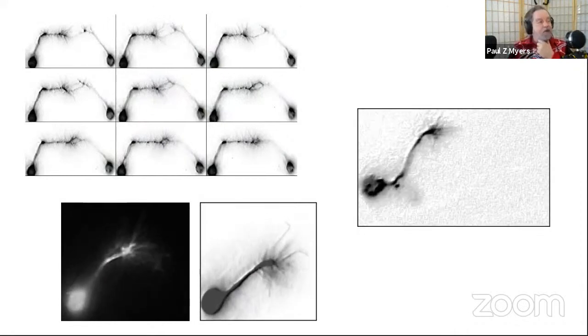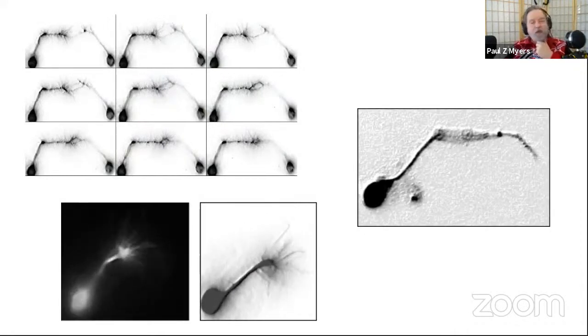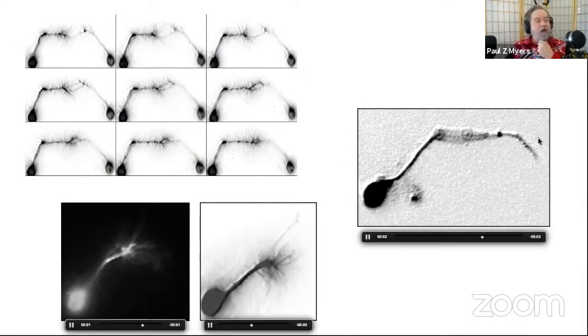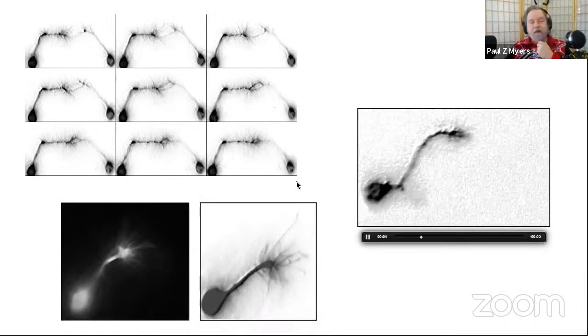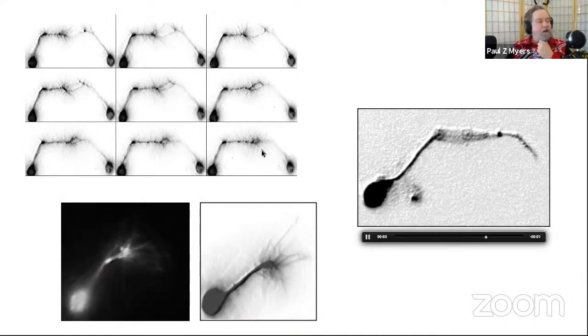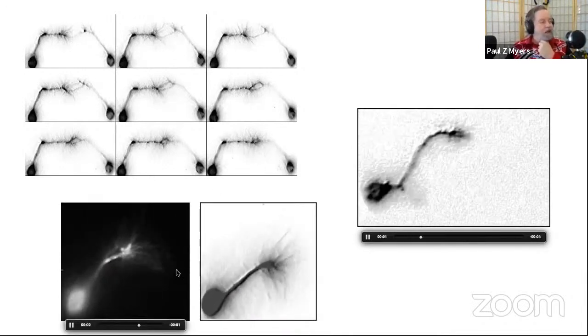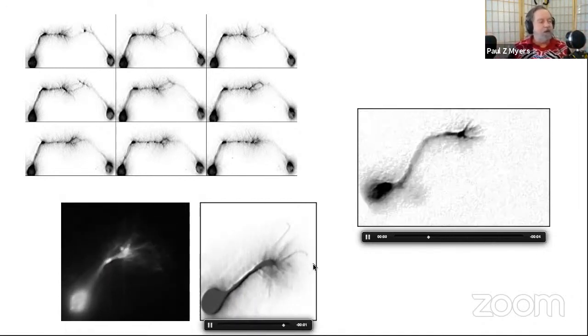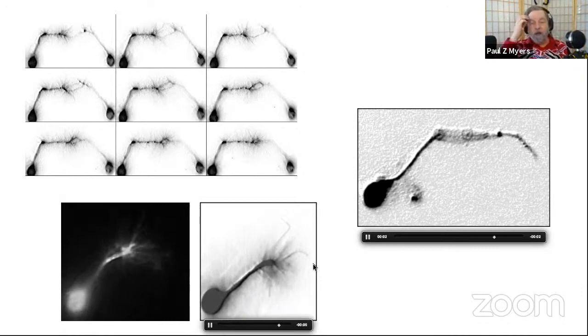Yeah, we had to work on the technology there. These are all pictures of that Q neuron I mentioned, which grew out and crossed the midline, forming the posterior commissure of the animal. And it's got these really active filopodia that are just flickering in and out all over the place, which are fun to watch.